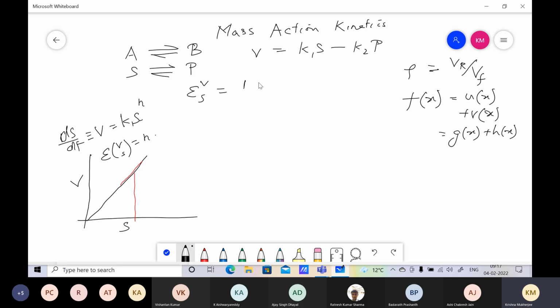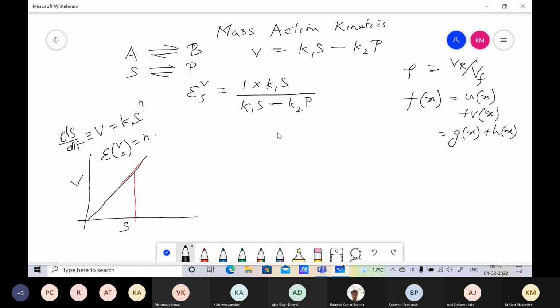Now this is 1, elasticity is 1, so into this function upon minus k2p. Yeah, sorry, something has gone wrong again. Can you hear me, or does it say bad network quality? Can you hear me, all of you? Yes sir, we can hear you.